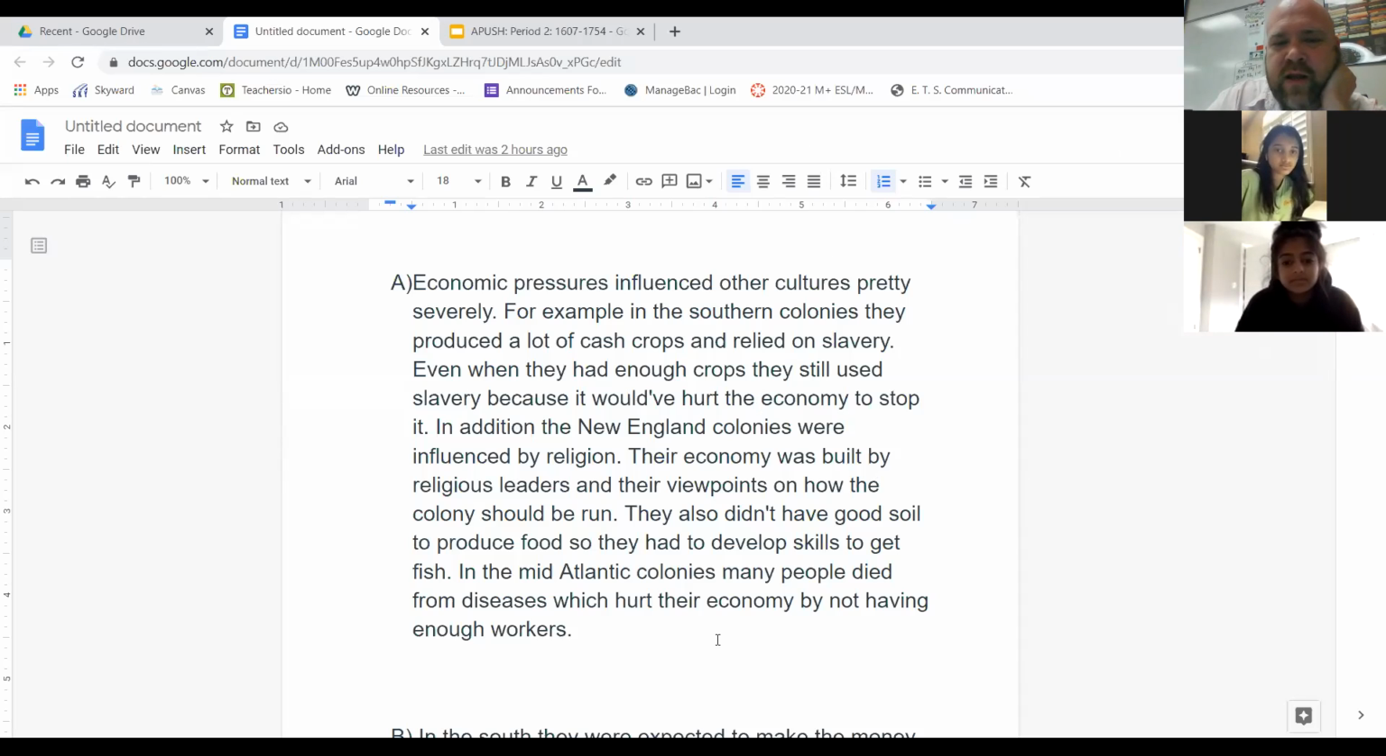Now, Anika, can you identify the thesis statement in this student's answer? Oh, I'm sorry. You guys remember what the question was? It was, to what extent did economic pressures impact the cultures of the different colonies? I think it was describe how the economy impacted culture in the colonies, right? Okay. So Anika, can you identify the thesis statement that we see in here?